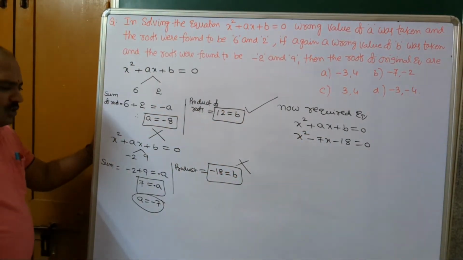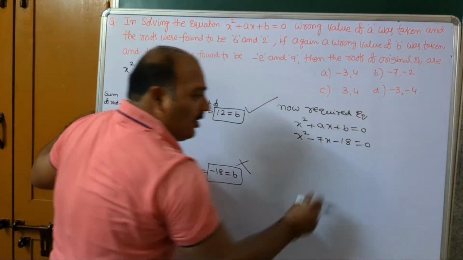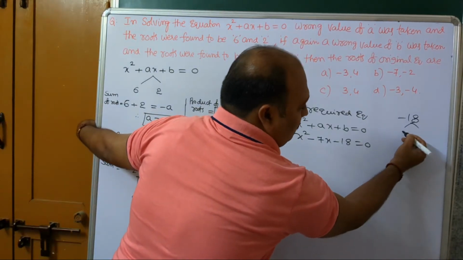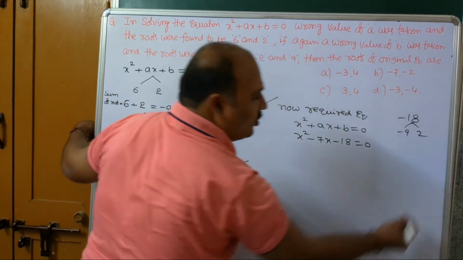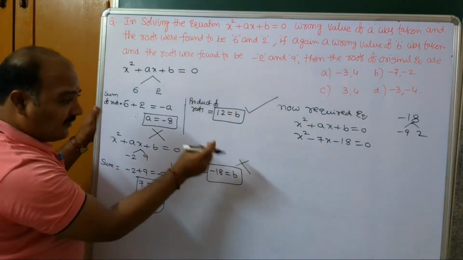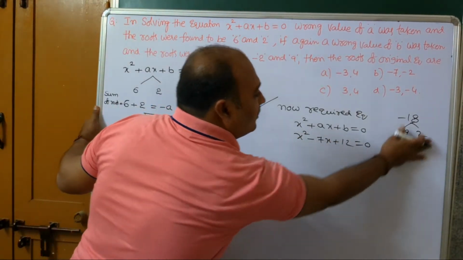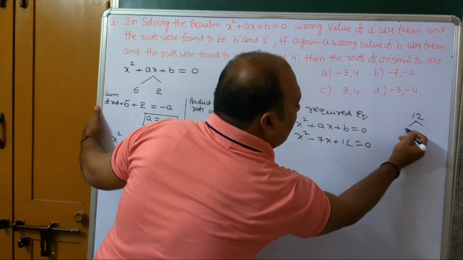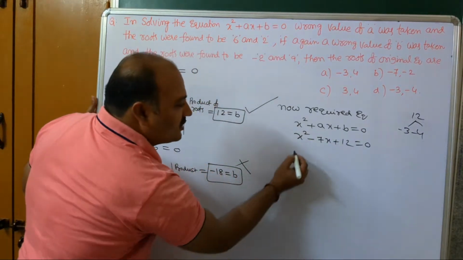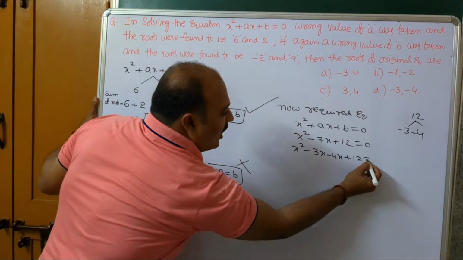Product of the roots is as usual minus 2 into 9, so minus 18. Here minus 18 I want to get. So minus 18 factors, minus 9 into 2 we can take now. But here b value, which is the right value, not this one. B value is plus 12, we have to write it. So 12 factors 3 and 4. So here minus means minus 3, minus 4 you take. So x square minus 3x minus 4x plus 12.